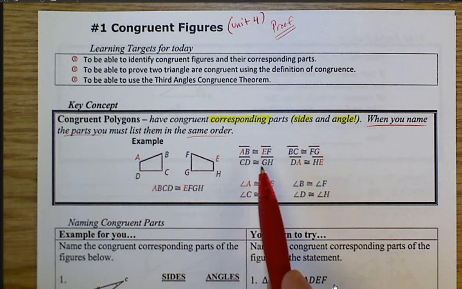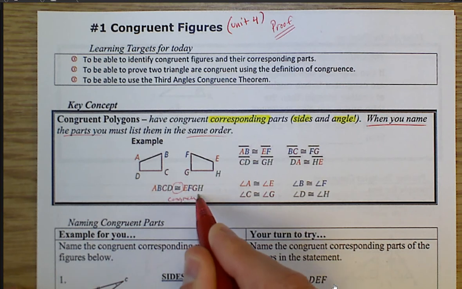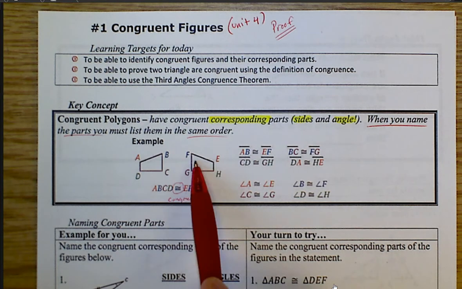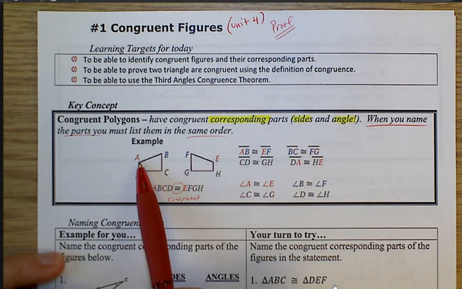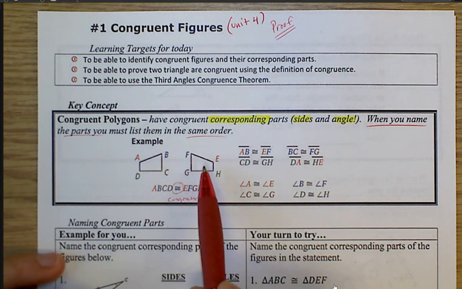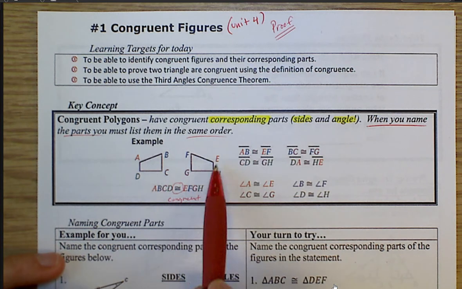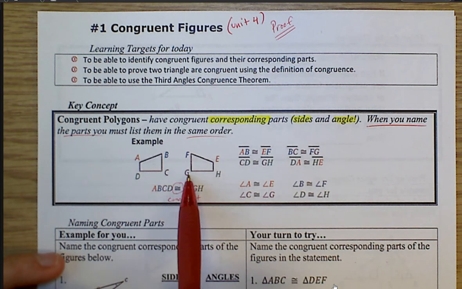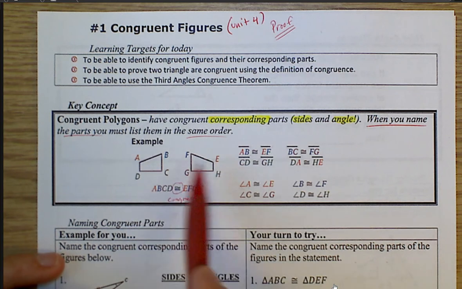For example, this symbol right here is important. This means congruent. So this is ABCD is congruent to EFGH. These two polygons are congruent. A is the left-hand side, but if you were to fold this over and match this figure with this figure, A would go with E, B would go with F, D would go with H, and C would go with G. I color coordinated them for you as well: red, red, green, green, blue, blue, black, and black.